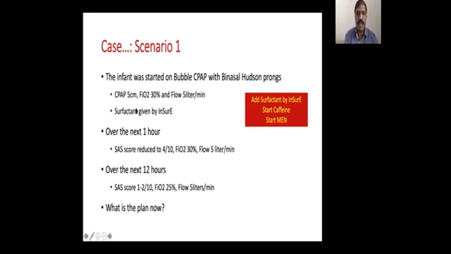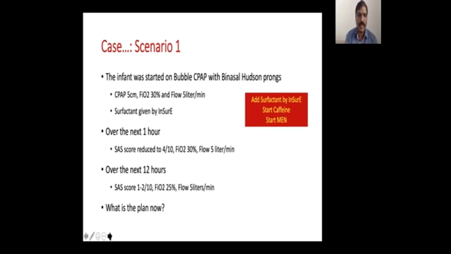So this baby was given surfactant along with CPAP, and over the next 1 hour, the baby's retractions reduced. So Silverman Anderson score came to 4 by 10, FiO2 was 30%, flow was 5 liters per minute. And over the next 12 hours, you can see here, the baby's retractions almost disappeared. And so they could decrease the FiO2 from 30% to 25%, and the flow was maintained on 5 liters per minute. Now, what do we do now? Now we know there are no retractions, FiO2 is low. Now we can decrease the pressure from 5 to 4. So once you come to 4 pressure and FiO2 25%, this baby need not be on CPAP.